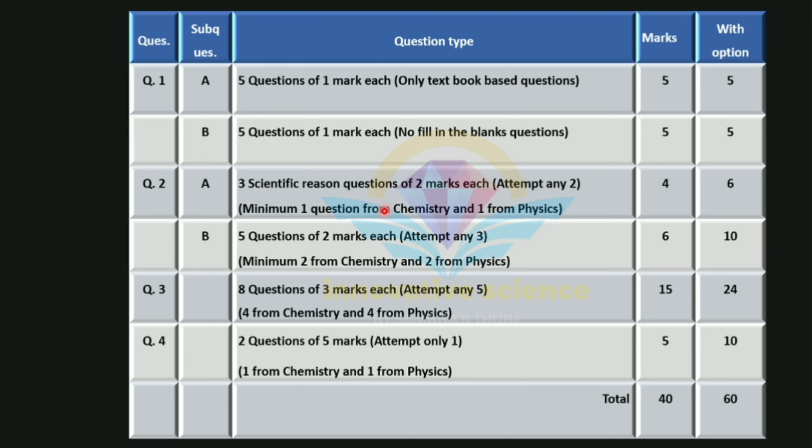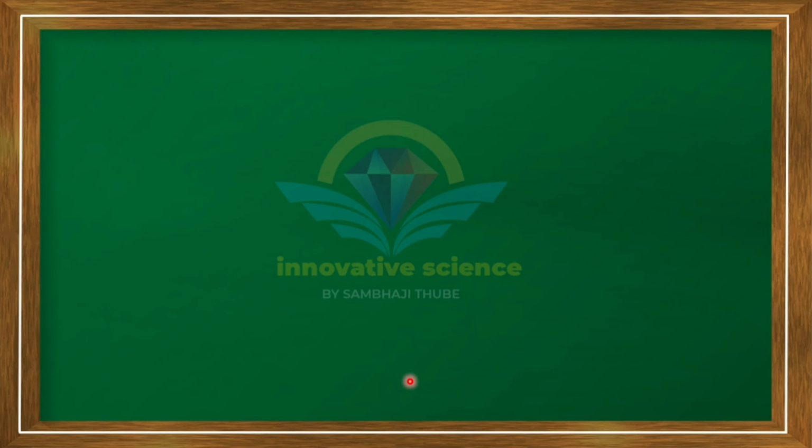In question number 2, question number 3, and question number 4, the same weightage is given for chemistry and physics. Therefore, there is the same weightage. Then, let's move to the revised question paper pattern of part 2.